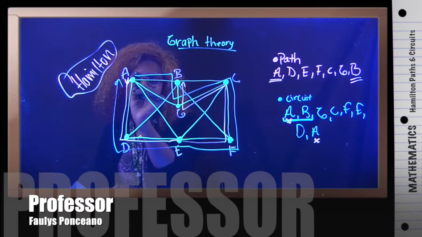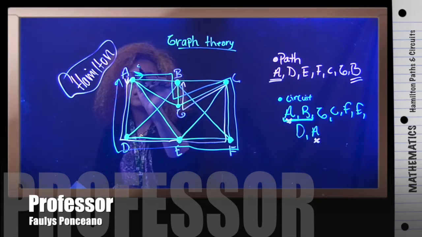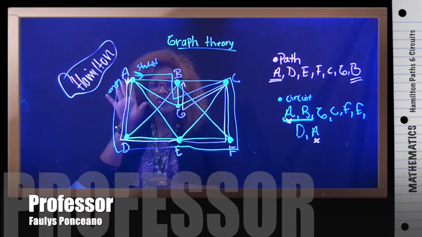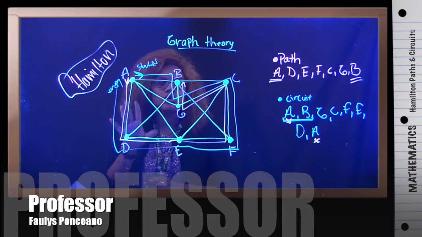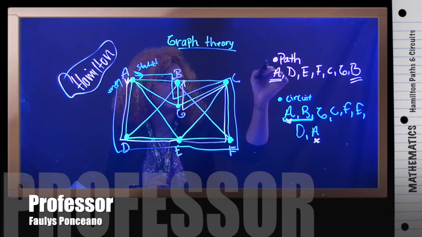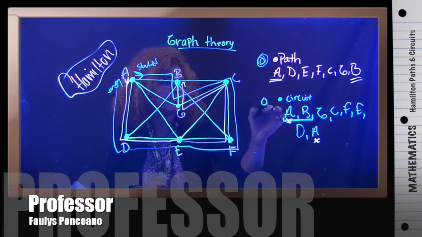Okay, so I started and then the end for a circuit. And this is for Hamilton, can only go through each vertex once. Okay, so these are your two answers right here for this example.